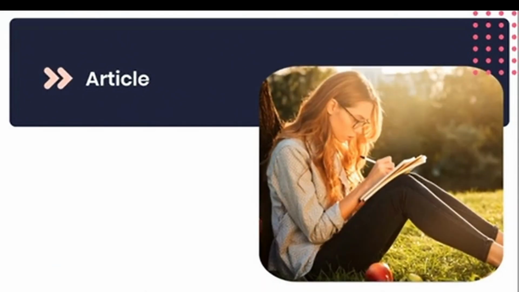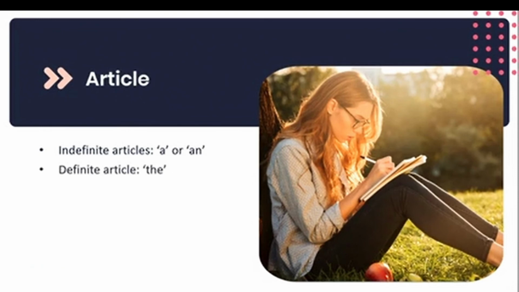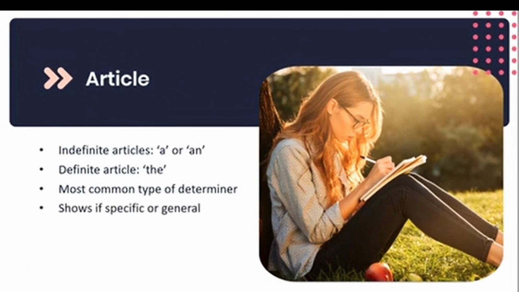Now it's time to learn about the different types of determiners. The first type of determiner is an article. You are most probably already aware of articles. We have indefinite articles, a or an, and one definite article, the. Articles are used the most commonly among all determiners. They are simply used to show if you are referring to something specifically or generally.